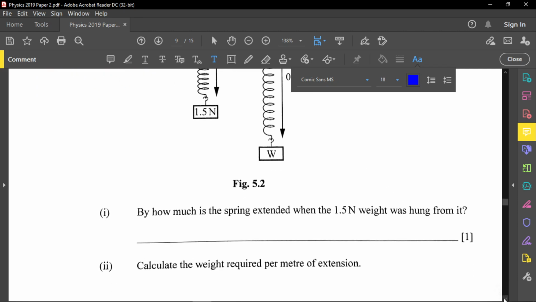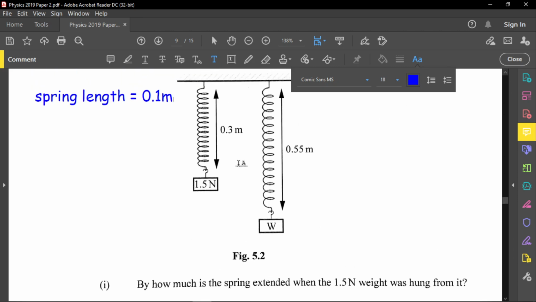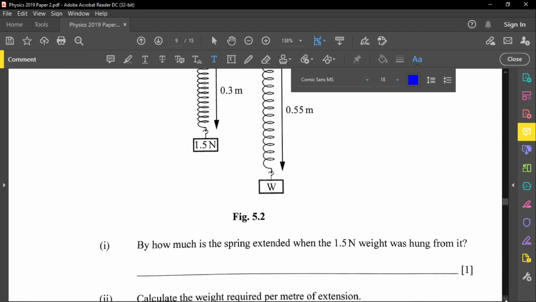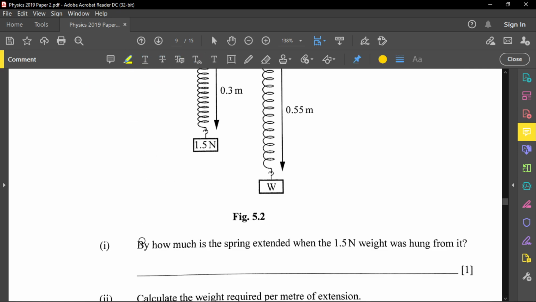It asks by how much the spring is extended when 1.5 Newton was on it. Now remember, this is 0.1 meter. So when you put 1.5 Newton on the spring, the entire spring length is 0.3 meters. But remember that the spring itself has a length of 0.1 meter, right? So therefore, by how much? It never asks the total length. It said by how much.